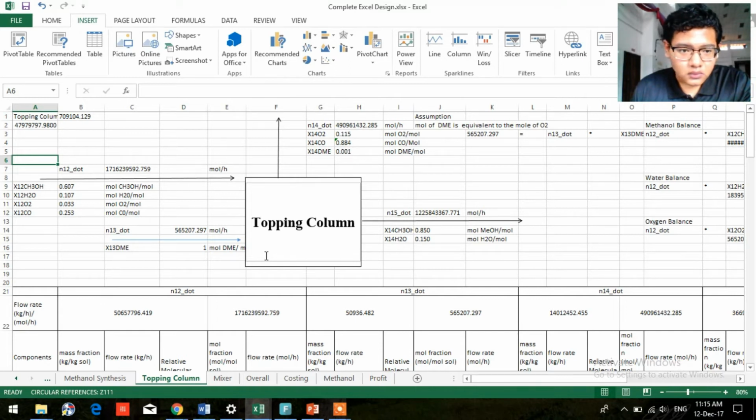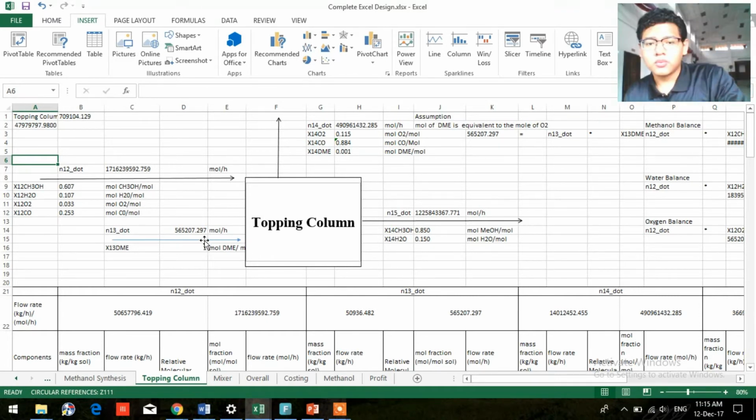And the composition of the input from methanol synthesis is 0.6 mole methanol, 0.1 mole water, 0.03 mole oxygen, and 0.253 mole carbon monoxide. And since we use dimethoxyethane as the solvent, it is pure, so it is 1 mole.